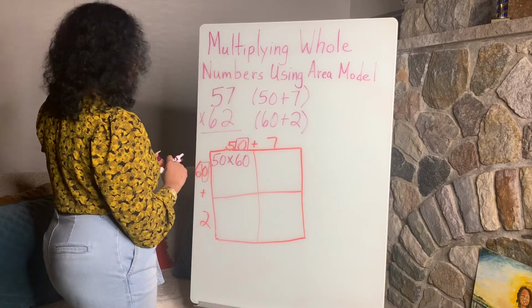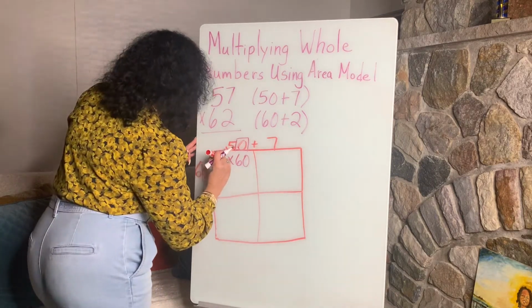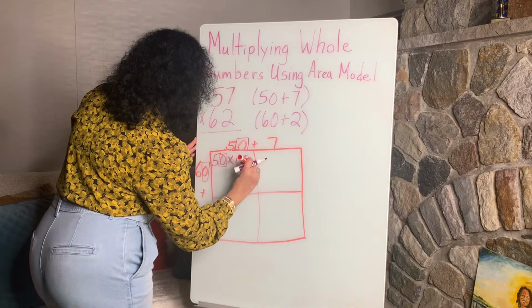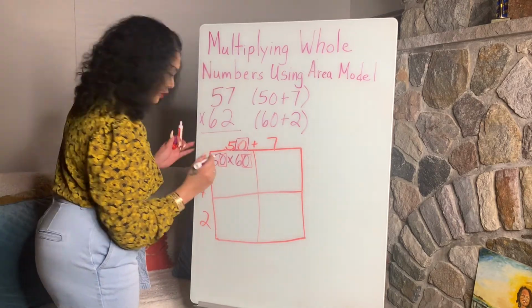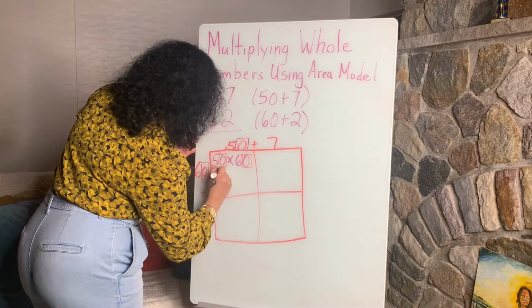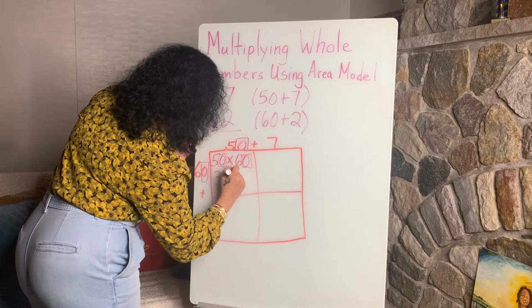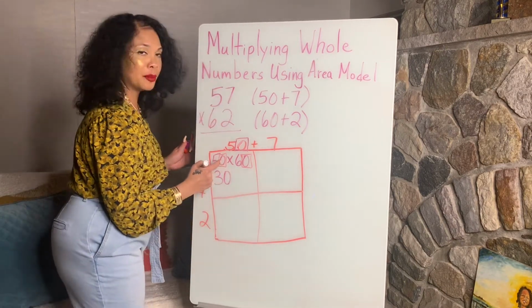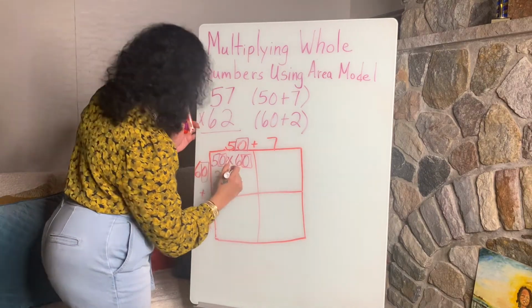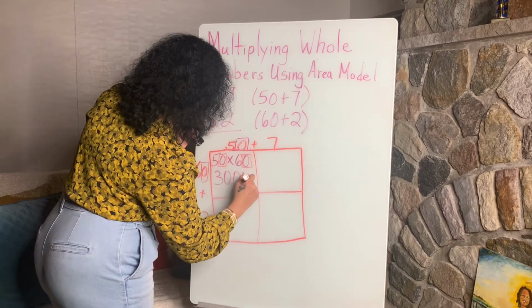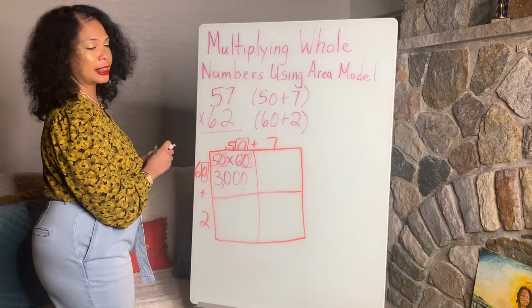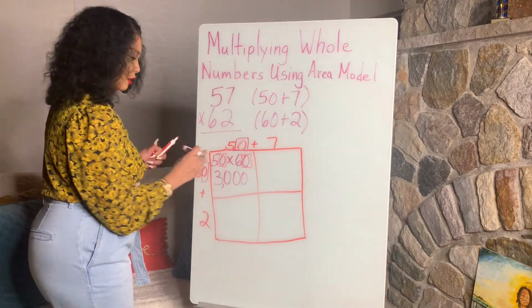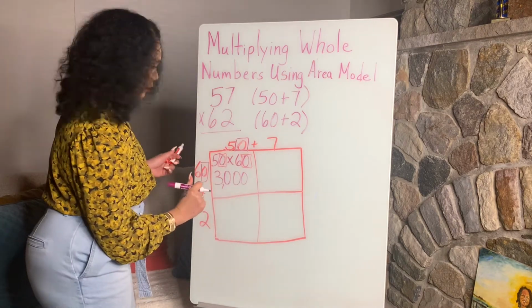Okay, and then, even in the box, I'm going to box my zero so I can see the basic facts of 5 times 6, which equals 30. How many zeros did I box? Yes, that's right. I boxed 2 zeros. 1, 2. So let's write that down. And I have 3,000. So I'm going to go down to this box, okay?